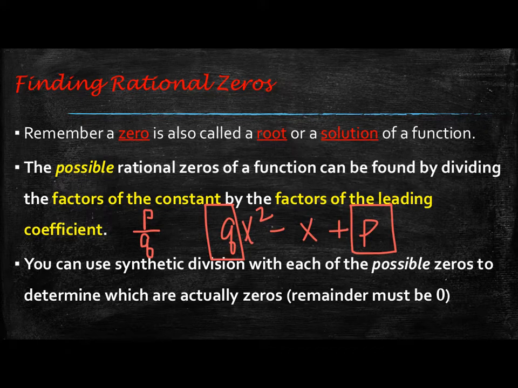You can use synthetic division with each of the possible zeros to determine which are actual zeros. The remainder must be zero in order for it to be an actual zero. Keep that in mind.